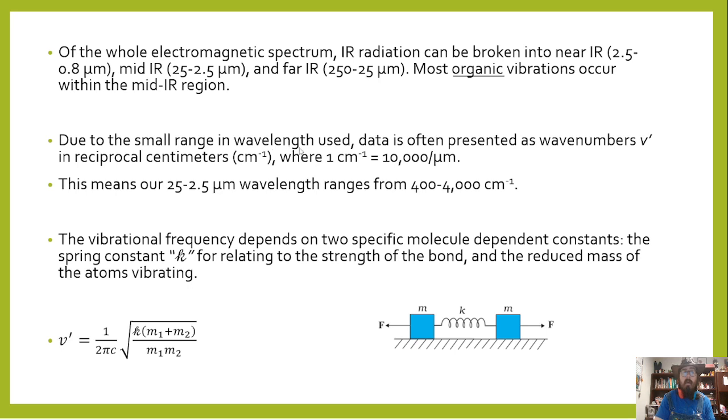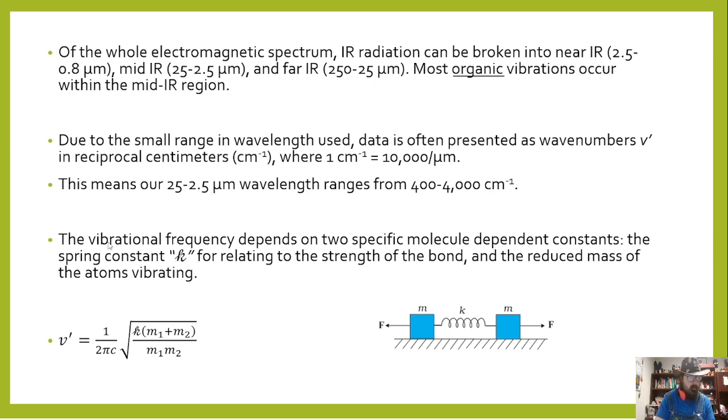Due to this very small range in wavelength, the data is often presented as wave numbers in reciprocal centimeters, where 1 reciprocal centimeter is equal to 10,000 over 1 micrometer. So, this means our 25 to 2.5 micrometer is actually 400 to 4,000 reciprocal centimeters. So it's kind of like how we turn Celsius into Fahrenheit to get more nuance out of the small changes. The reciprocal centimeters allows us to get more nuance out of this really small region.